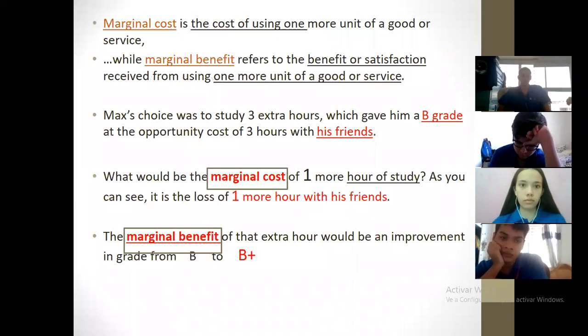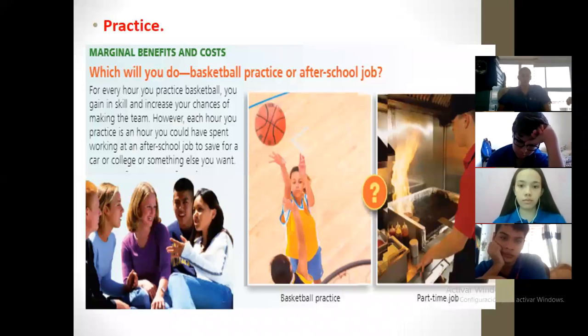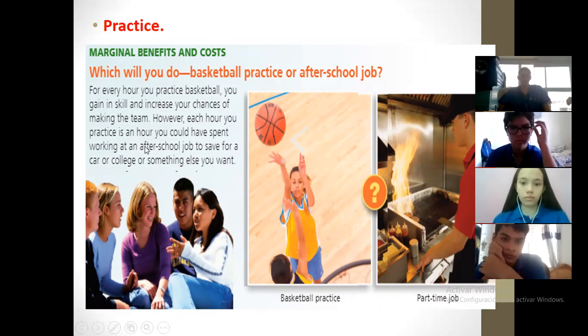Okay, over here now, let's move on. This is the assignment that I gave you last week. Remember, he needs to decide, he really wants to enter the basketball team. But he has another option. However, each hour of his practice is an hour he could have spent working an after-school job.